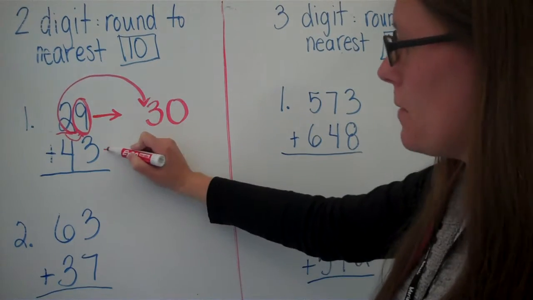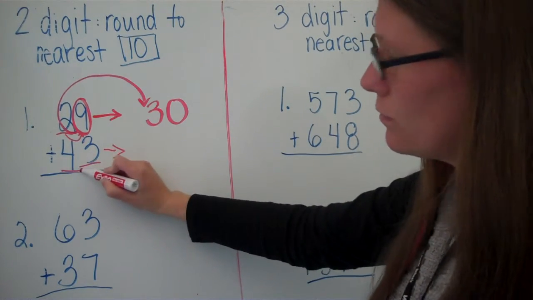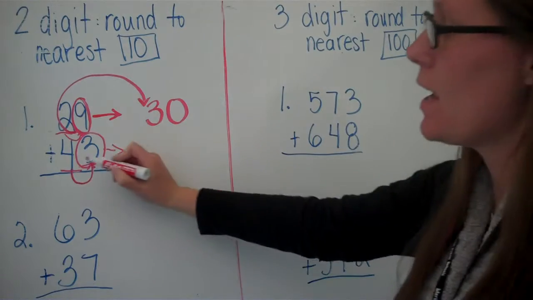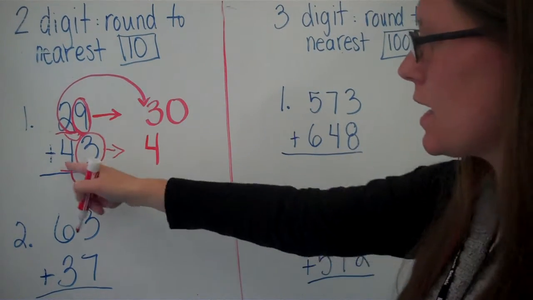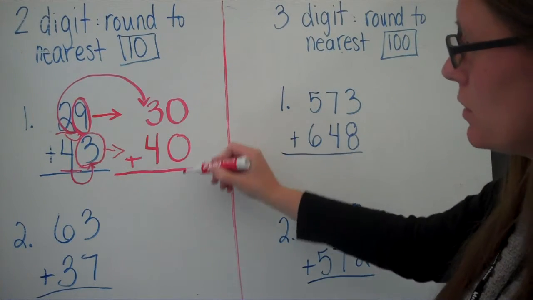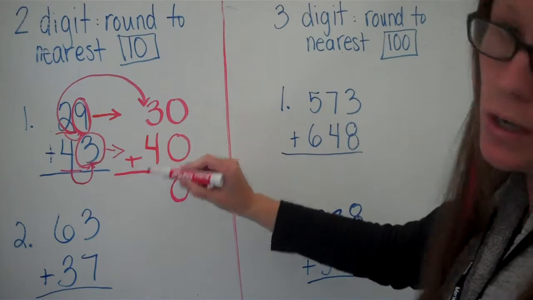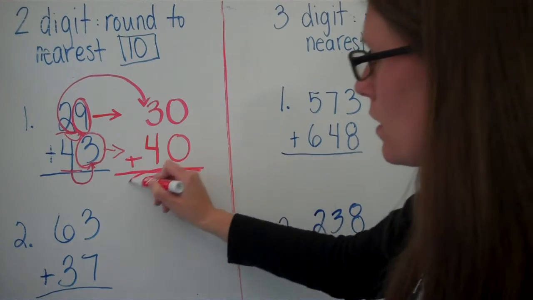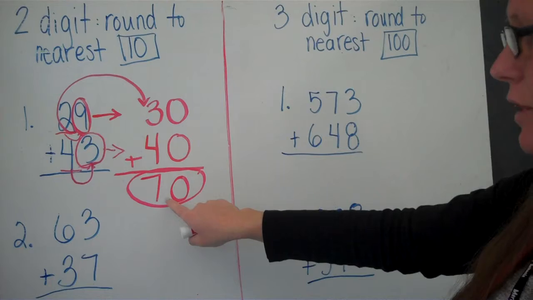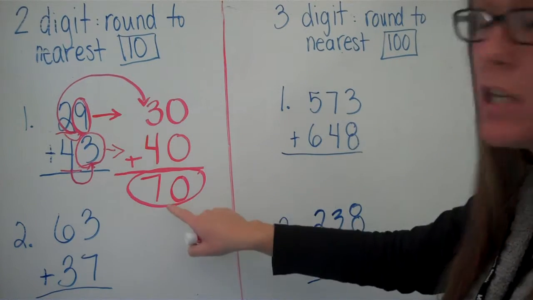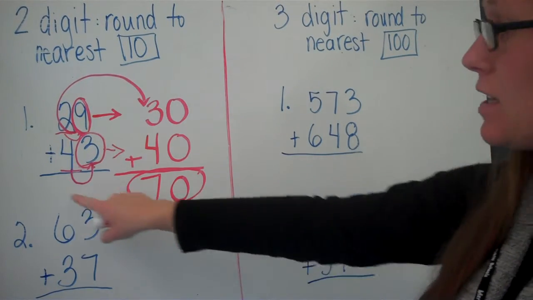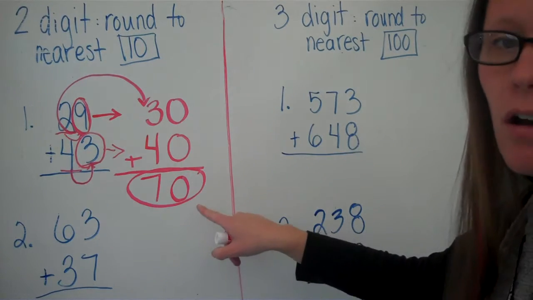Then I'm going to round 43. Oh, 4's in the 10s. I look at the 3. The 3 is weak, can't push the 4. 4 stays the same. The 3 becomes a 0. And all I'm going to do now is add. 0 plus 0 is 0. 3 plus 4 is 7. My answer is 70. If I did this problem out, it would be around 70. Your exact answer would be close to 70. This is an estimate. I don't care about the exact answer today, I care about estimating our answer.